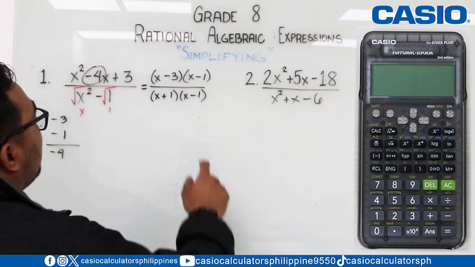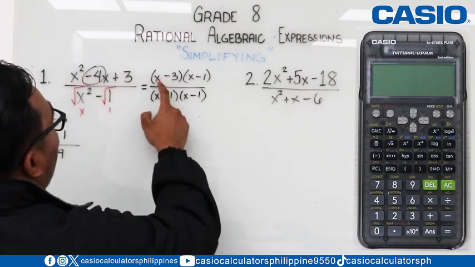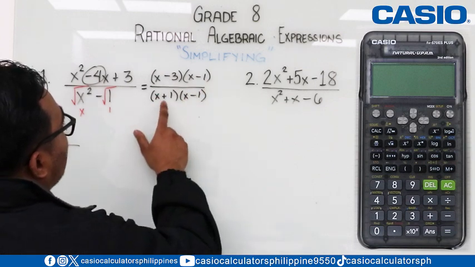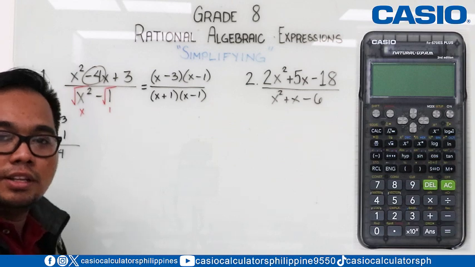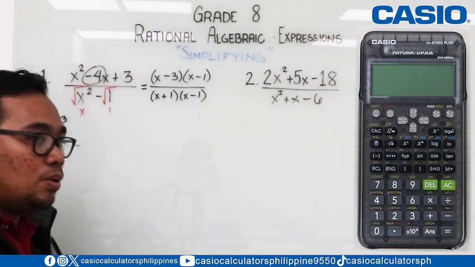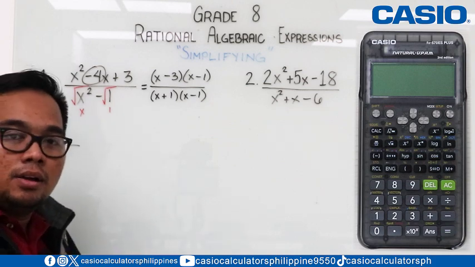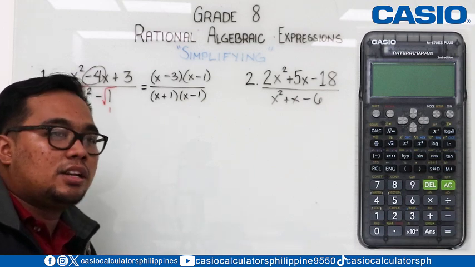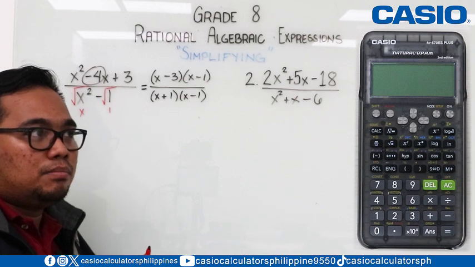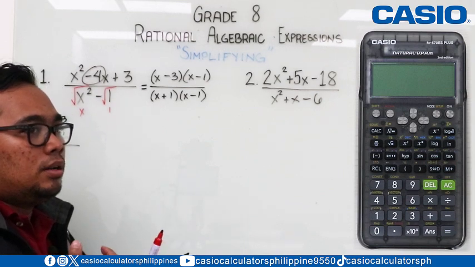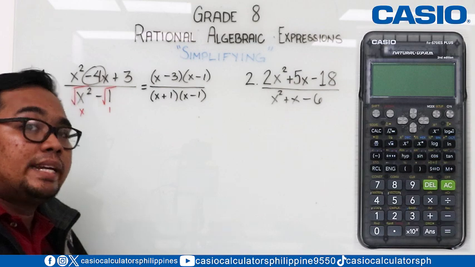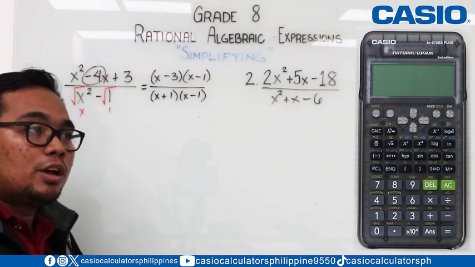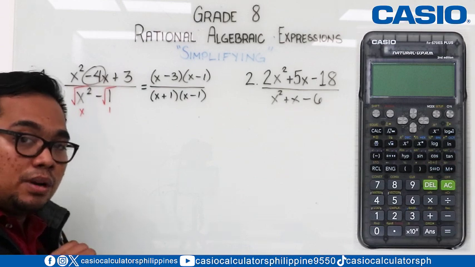Now, take a look. We have x minus 3 times x minus 1 in the numerator, and x plus 1 times x minus 1 in the denominator. What we need to do is simplify. I don't usually use the word cancellation because it might suggest a different meaning of the word cancel, meaning you might find it to be equal to 0. That's why we just simply need to simplify.